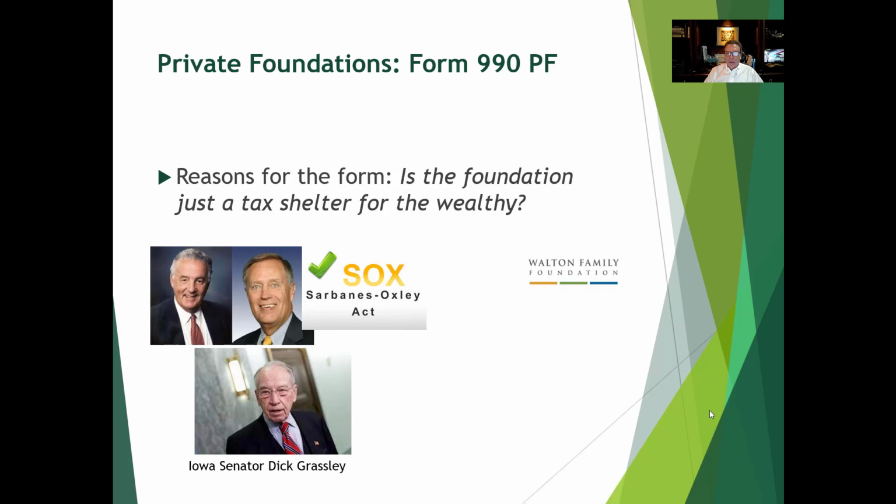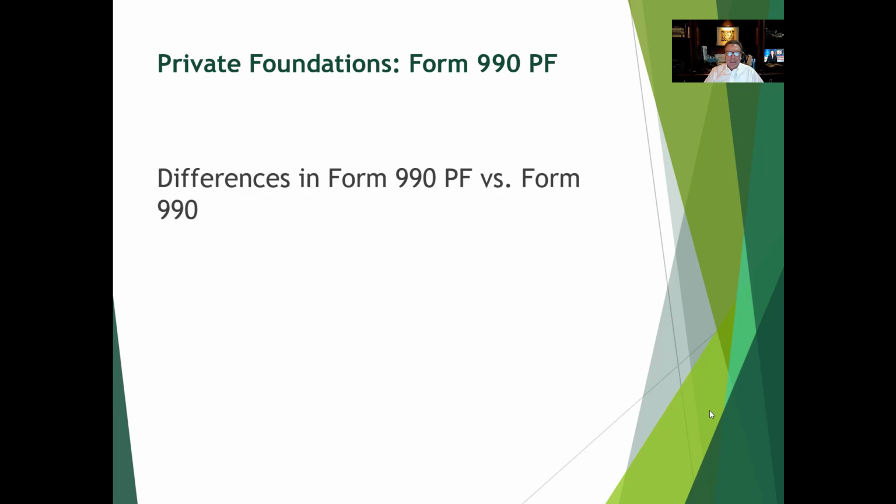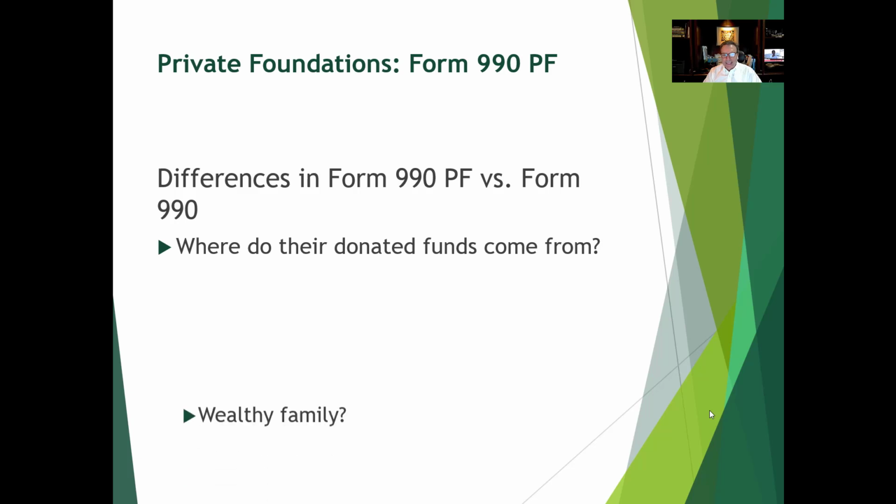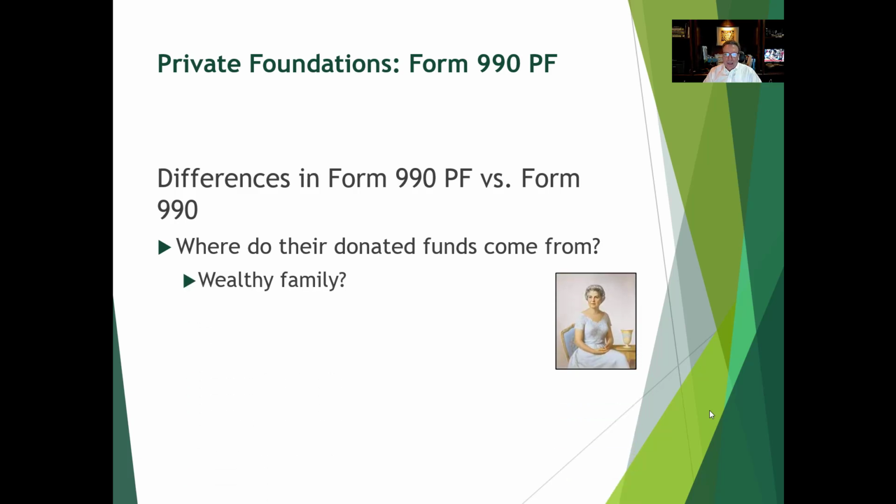The largest private foundations in the United States include the Walton Family Foundation, Bill and Melinda Gates. So how is Form 990-PF different from Form 990? Well, first, the private foundations completing Form 990-PF have to tell you who contributed that money. Was it a particular individual from a wealthy family, or was it a particular business? And they have to tell you exactly how much they gave.